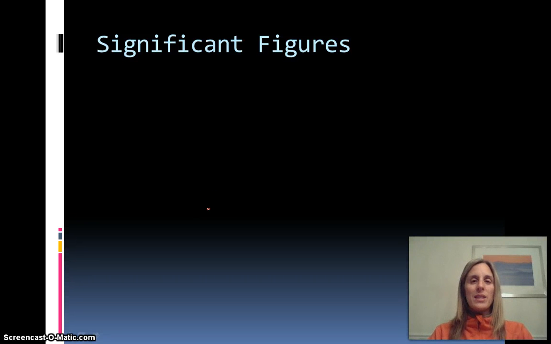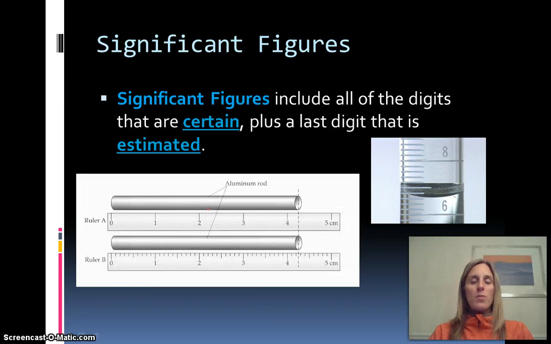Today what we're going to focus on is how to identify the numbers that matter in a measurement. And those numbers that matter are called significant figures. So how do we figure out what those are? When we talked about measurement, we talked about how you have to go one past what your measuring device gives you. And that's exactly what our definition of significant figures tells us.